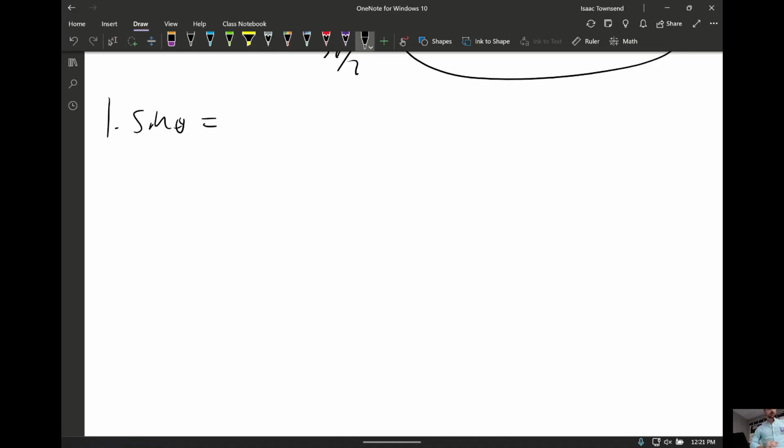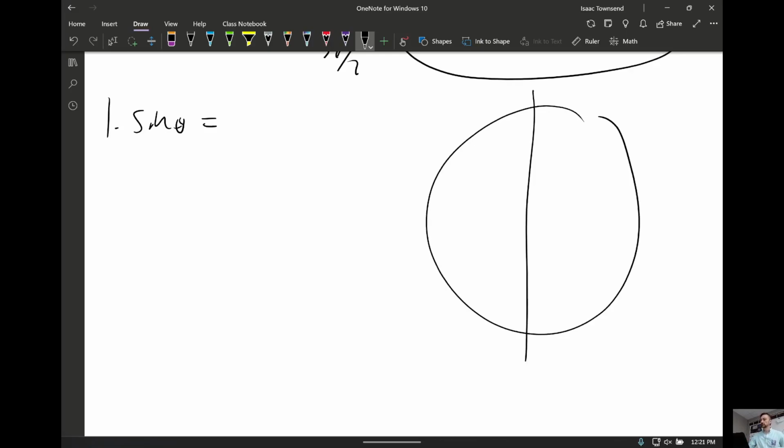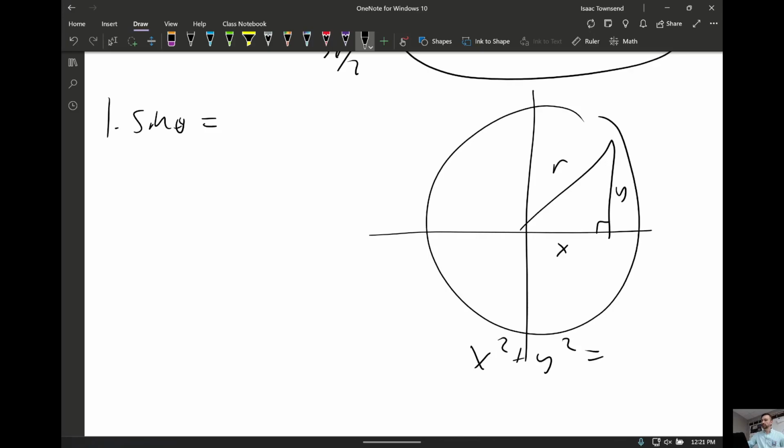But I'm confused where it says R equals square root of X squared plus Y squared. I have no clue. I need to know that. If you have a circle centered at the origin, if this is X and this is Y and this is the right triangle and this is R, it's just Pythagorean theorem. Solve for R.